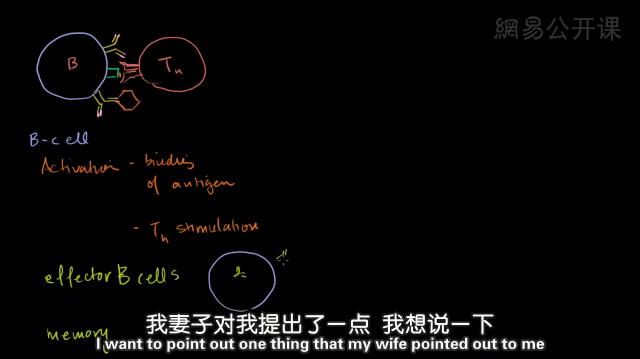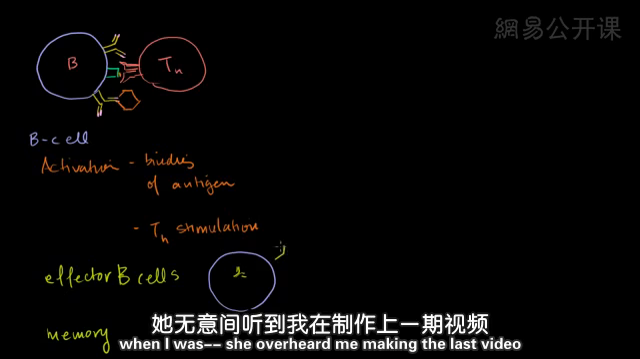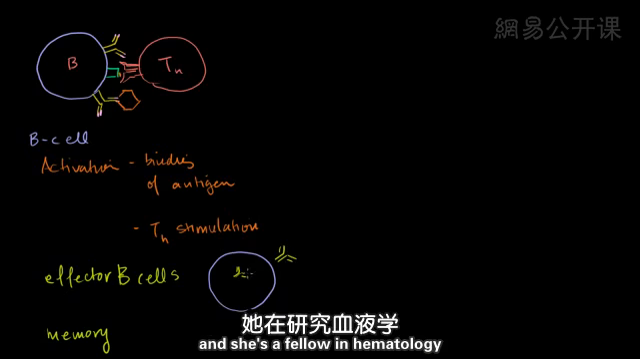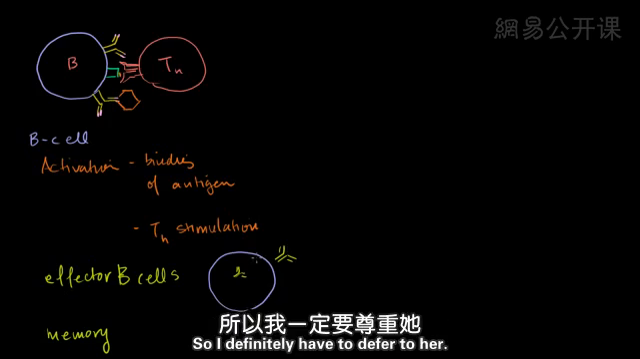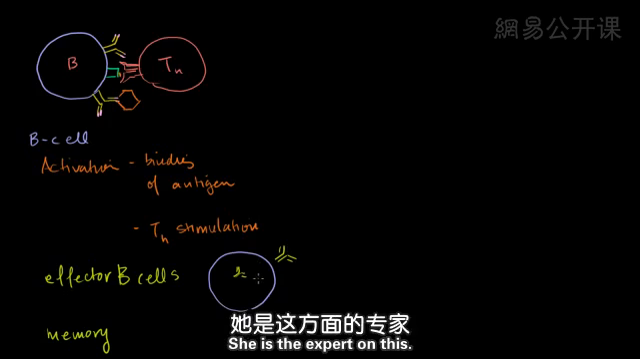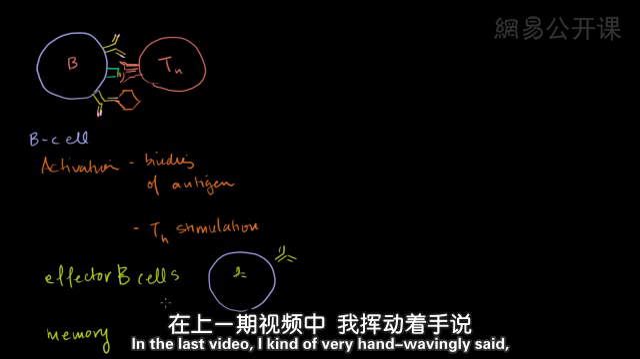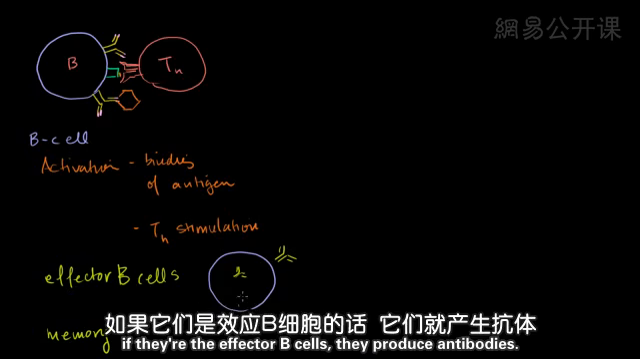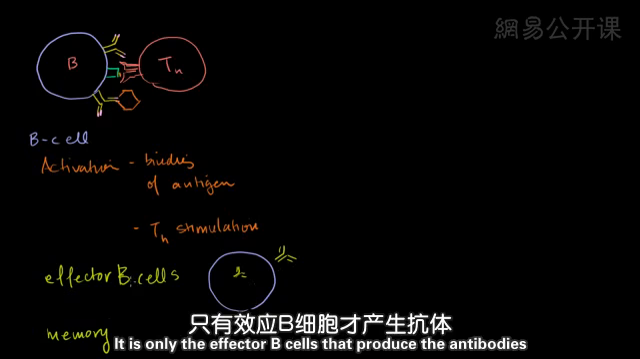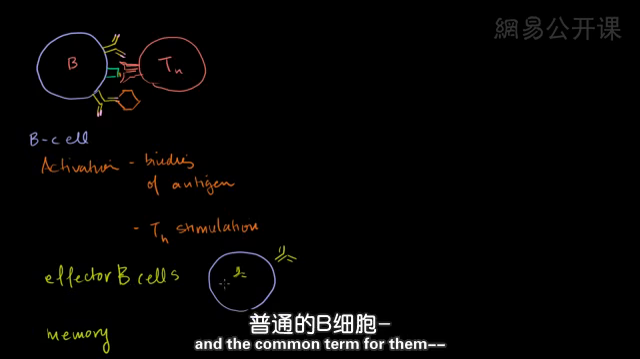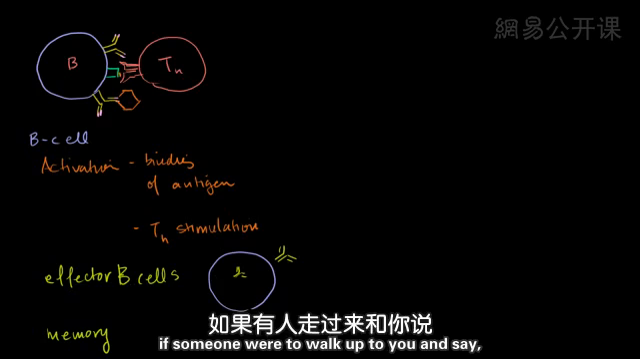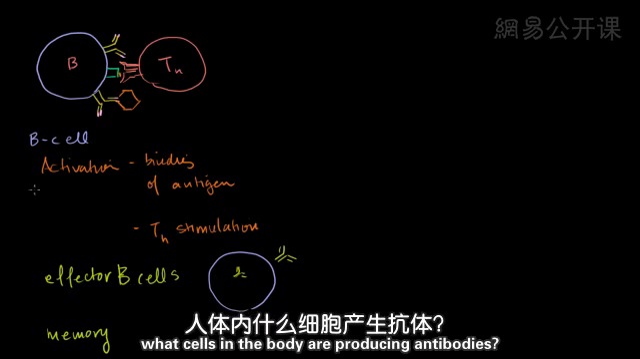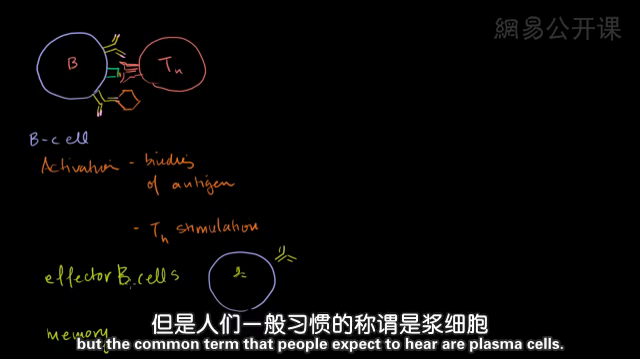And I want to point out one thing that my wife pointed out to me when she overheard me making the last video. She's a fellow in hematology, and a lot of hematology is immunology, so I definitely have to defer to her. She is the expert on this. In the last video, I very hand-wavingly said that once B cells get activated, the effector B cells produce antibodies. I want to be very clear: it is only the effector B cells that produce the antibodies. If someone were to walk up to you and ask what cells in the body produce antibodies, you wouldn't be wrong if you said effector B cells, but the common term that people expect to hear is plasma cells.